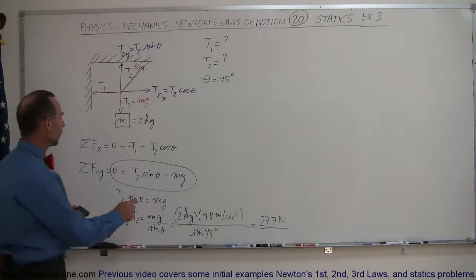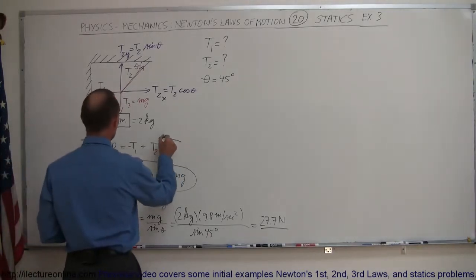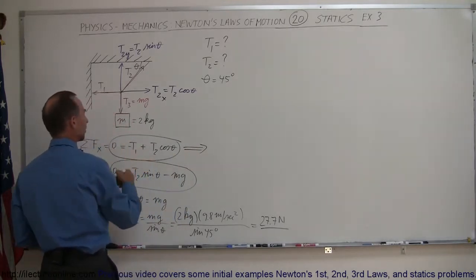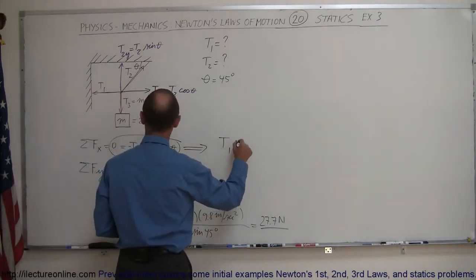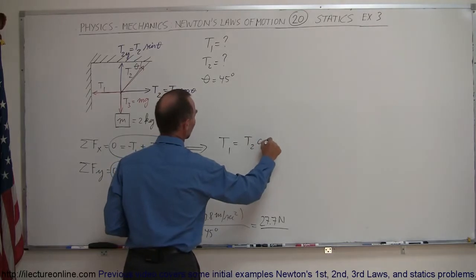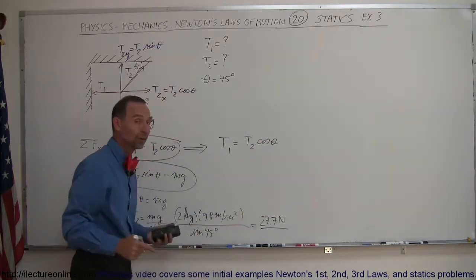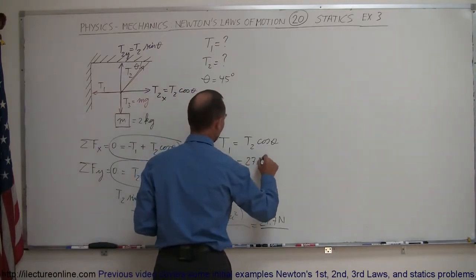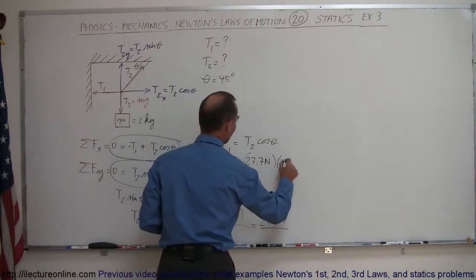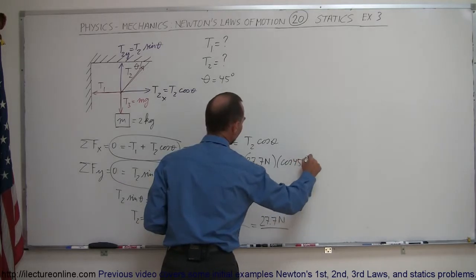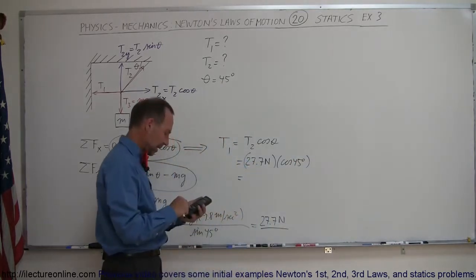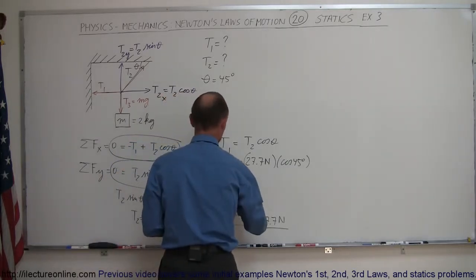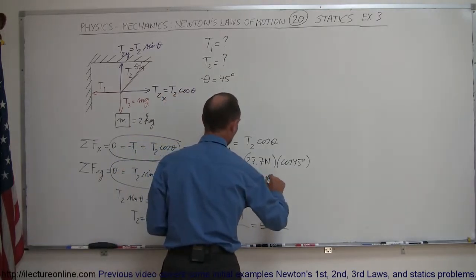Now to find T1, we can use the first equation. Let's solve that equation for T1 by moving that over to the other side. So we have T1 is equal to T2 times the cosine of theta. We know that theta is 45 degrees. We found T2, so this is equal to 27.7 newtons times the cosine of 45 degrees. And so we have T1 equal to 19.6 newtons.